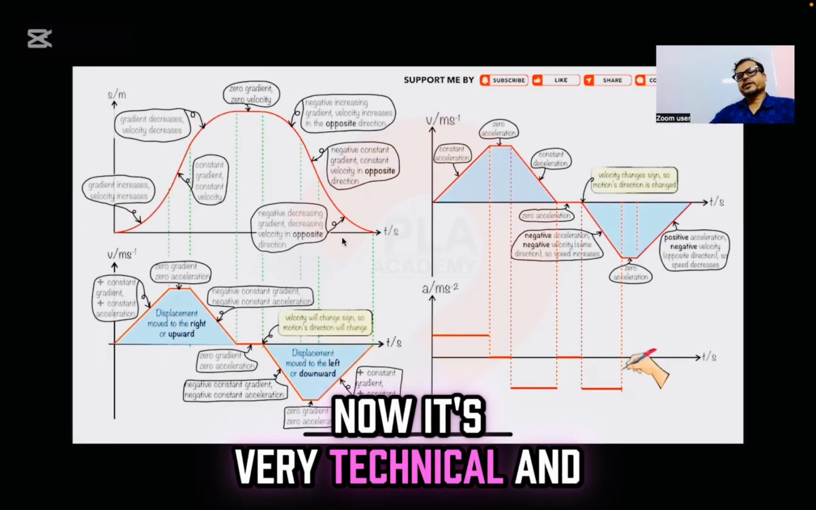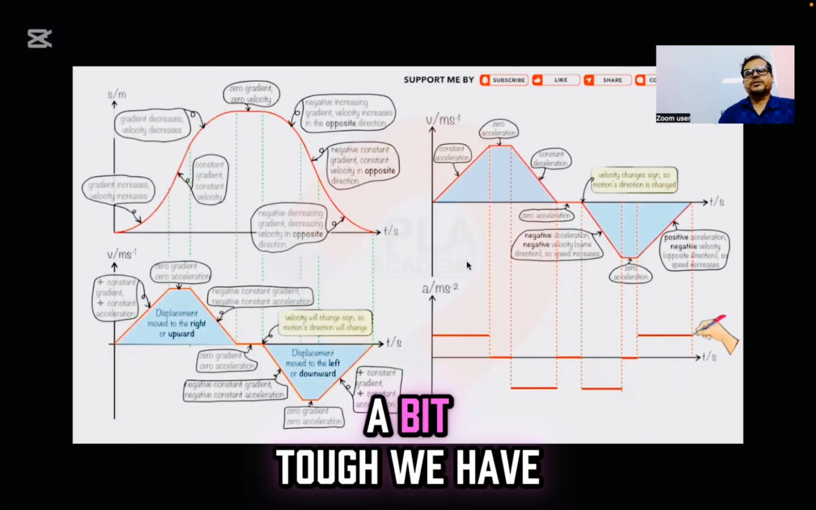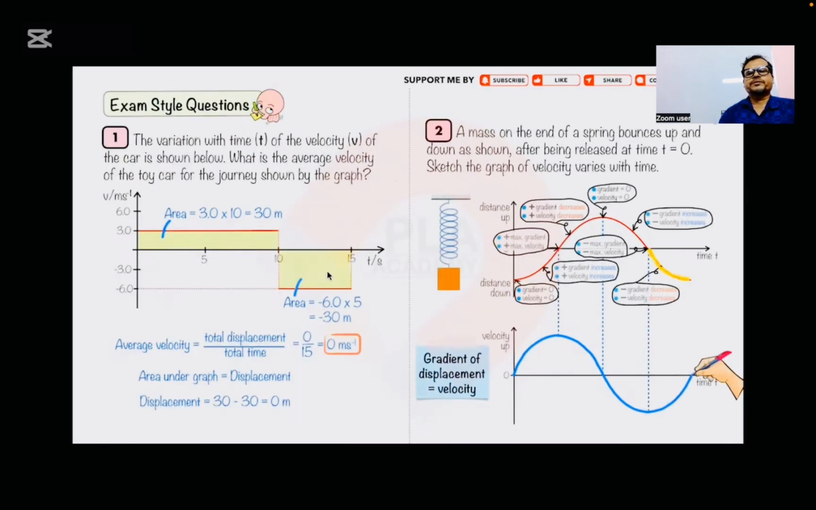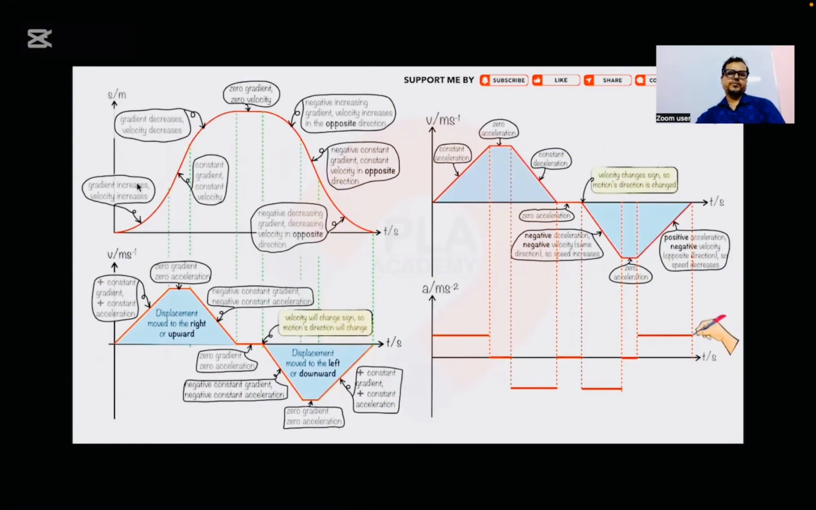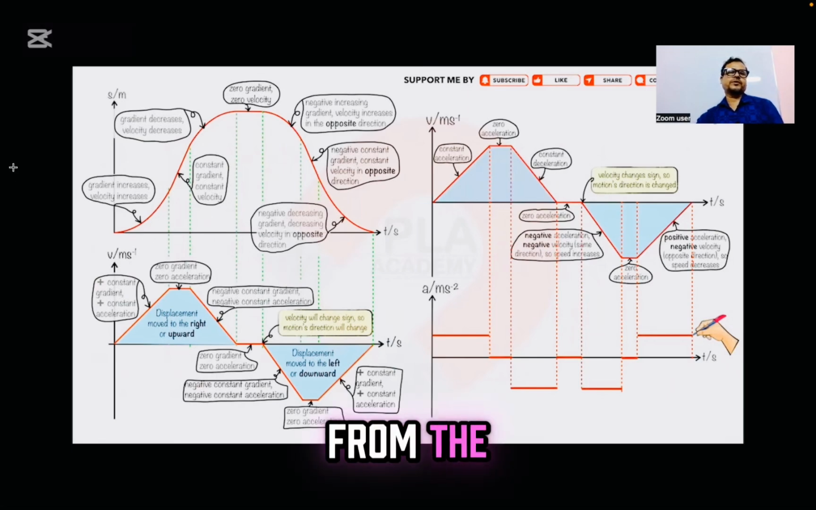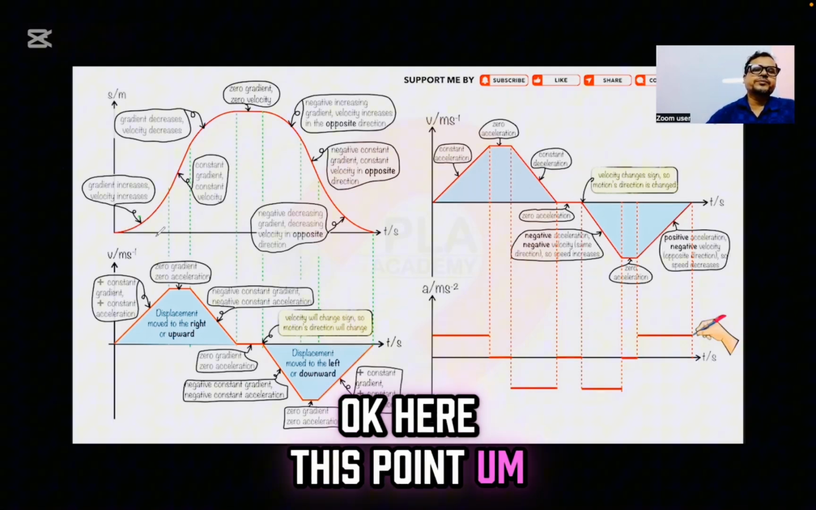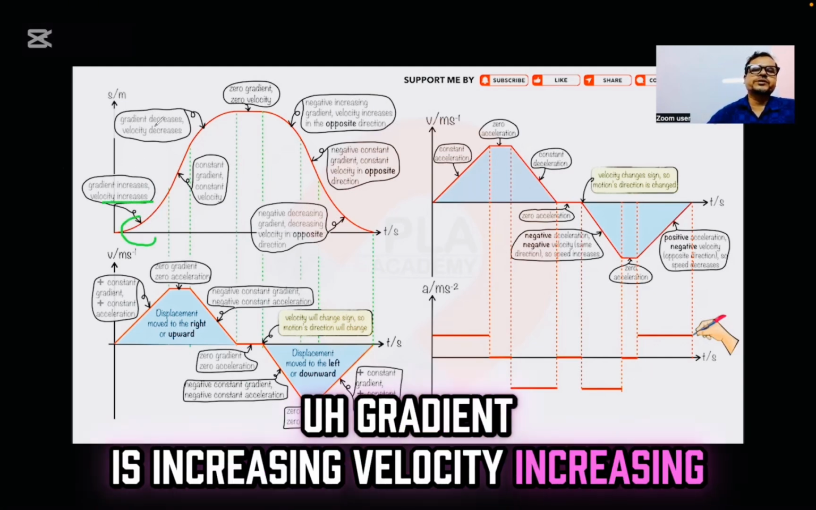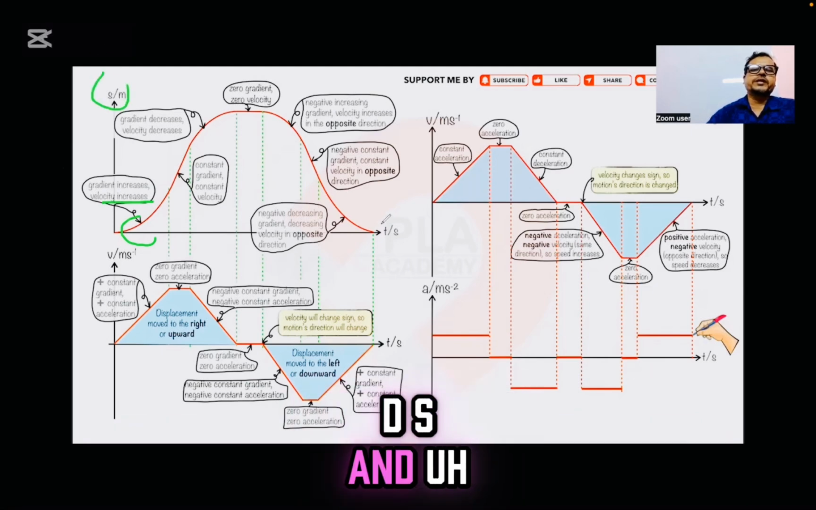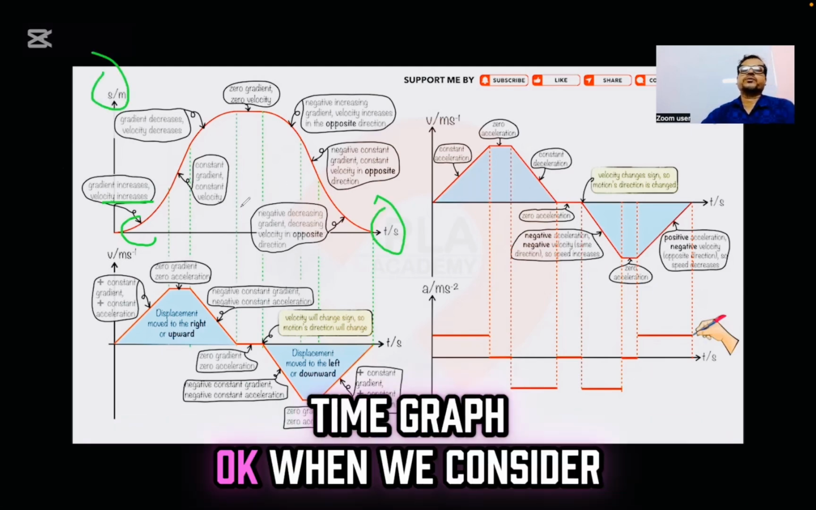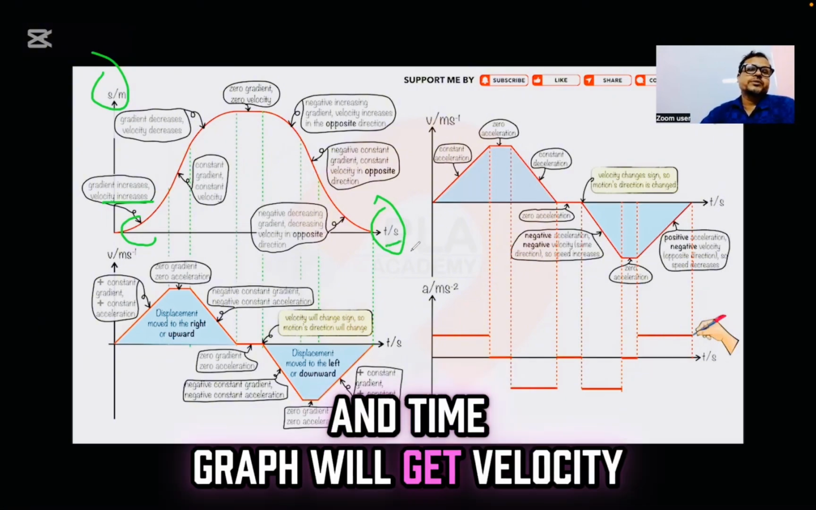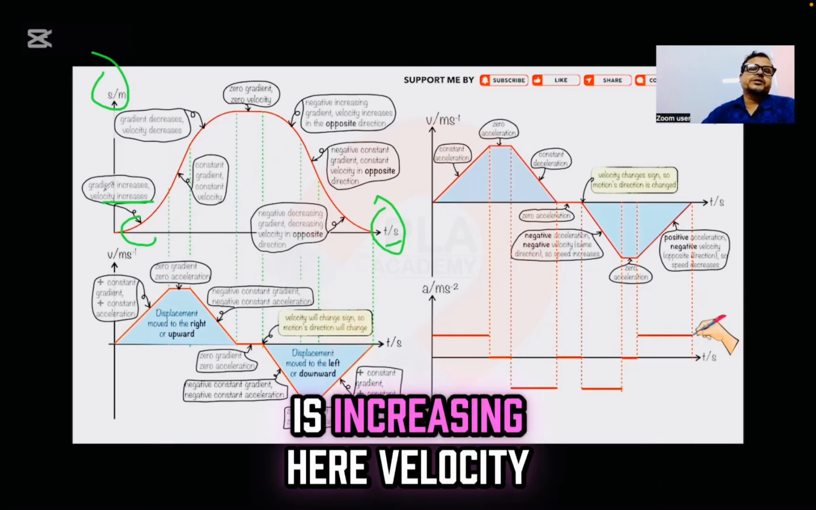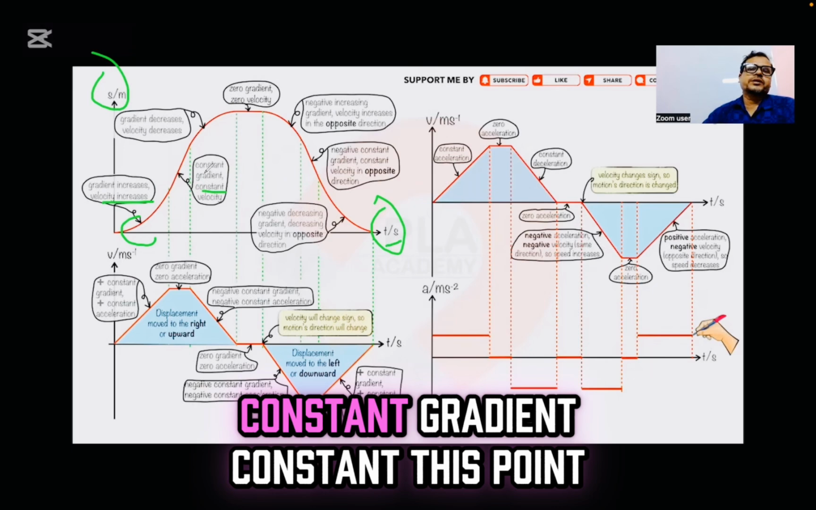Now it's very technical and a bit tough. We have to realize this from the graph. Here at this point the gradient is increasing, so velocity is increasing. This is the s and time graph. When we consider the displacement-time graph, we will get velocity. Here velocity is increasing, and here velocity is constant because the gradient is constant.